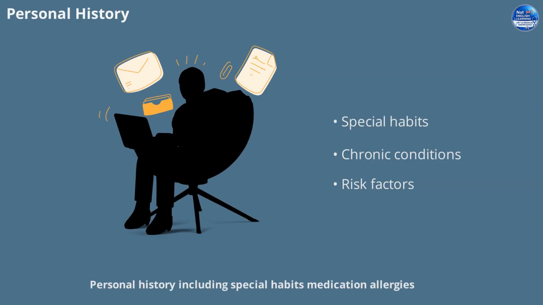Personal history, including special habits, medication, allergies, and chronic conditions, should be noted if relevant. For example, the patient is a smoker and has diabetes. Including personal history provides important context for the recipient and helps identify risk factors.